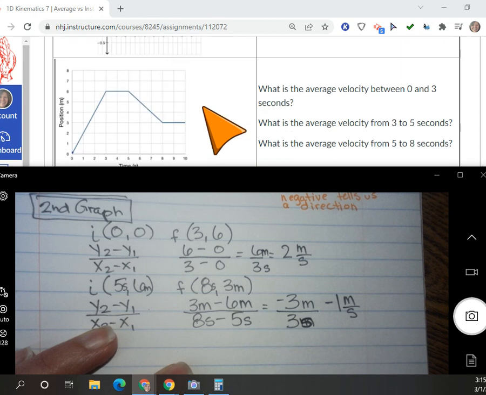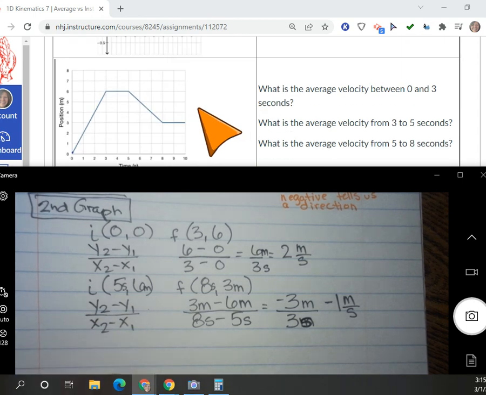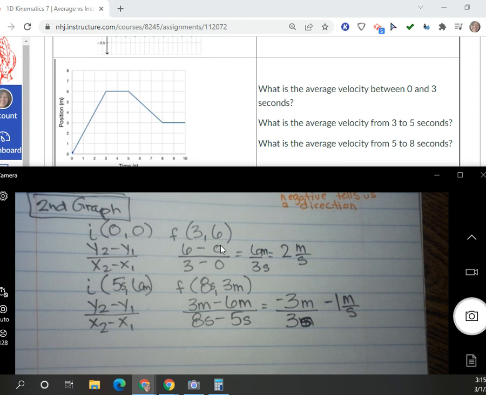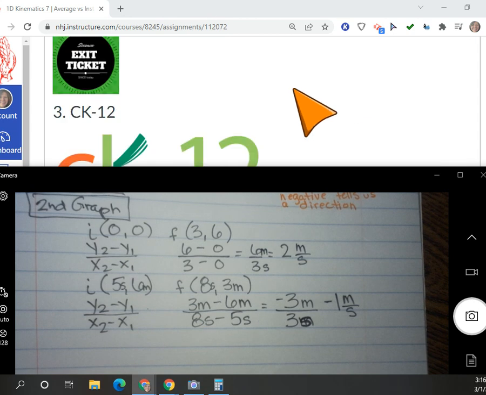I think that is probably enough examples for us to write down for today. We'll go through some more during class. Please do the exit ticket.